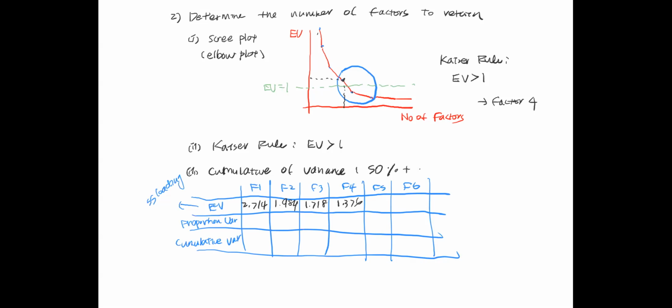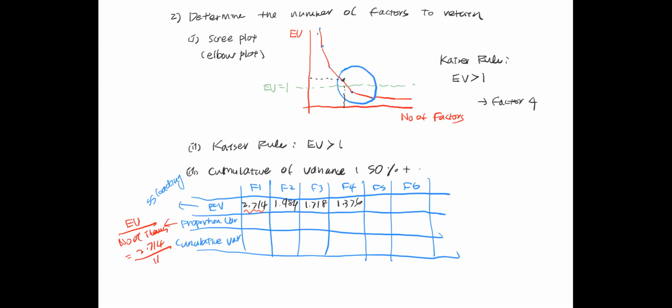1.376. And how do we get the proportion of variance? It is the eigenvalue divided by the number of items. We have 11 items here. I'm sorry, this is not the number of factors, this is the number of items, the number of questions, right? So the eigenvalue for factor 1 is 2.714, divided by the number of items, which is 11 in the example. That's how we get the proportion variance.